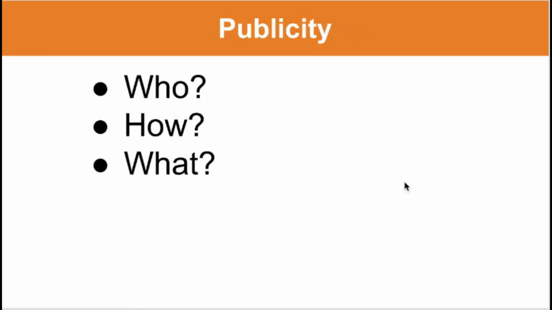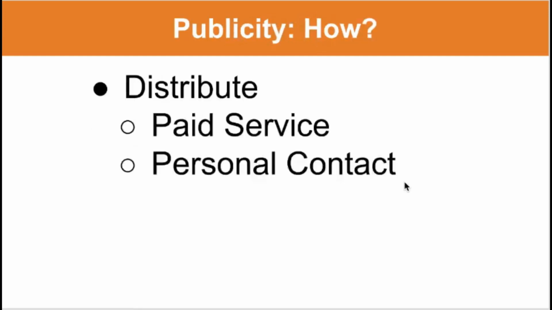Okay, so that was the who. The how is how we're going to distribute. Again, there's a paid service and there's personal contact. You might be catching on to my pattern here: I've never done paid service, I've only done personal contact. So you have email, phone, and you can reach out on social media. The important thing to remember, though, is that most people in journalism, especially professionally, are way overworked. So don't abuse the fact that you have contact with them and know who they are.